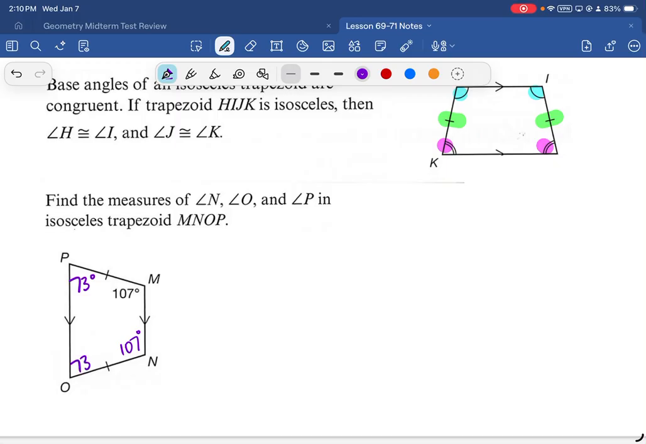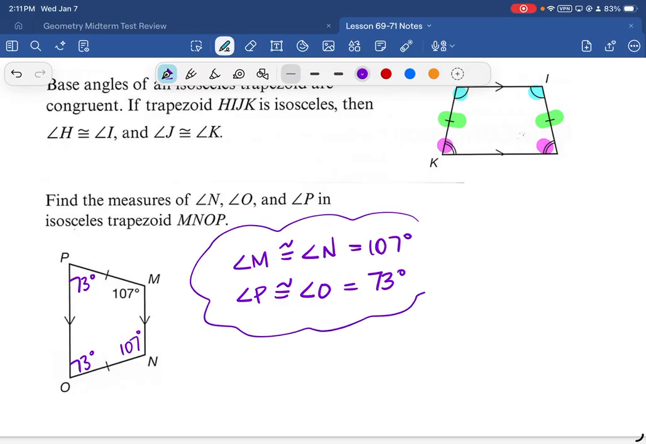Also 73. Perfect. So I'm going to write down angle M is congruent to angle N, and both of those are equal to 107. I'm also going to write down angle P is congruent to angle O, and both of those are 73 degrees. And the only reason why we know that is because of the key words isosceles trapezoid. When we hear those key words, we know that the base angles are congruent to each other.